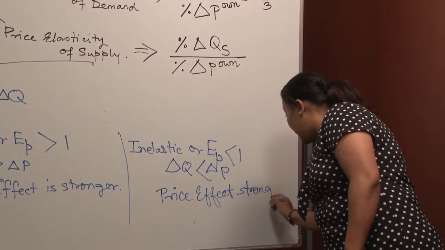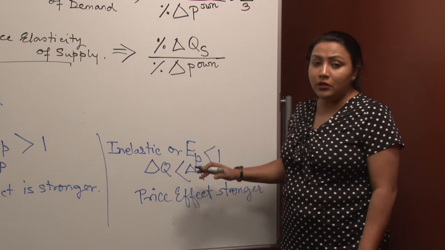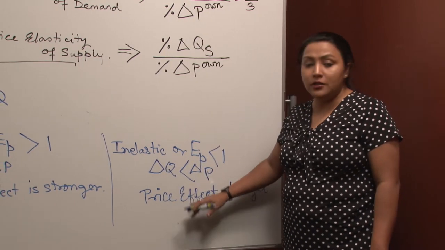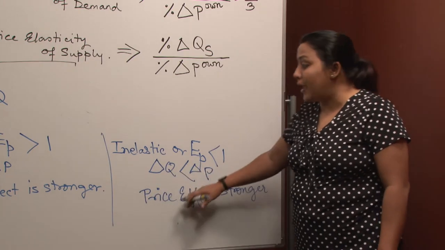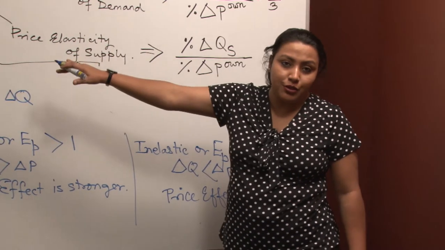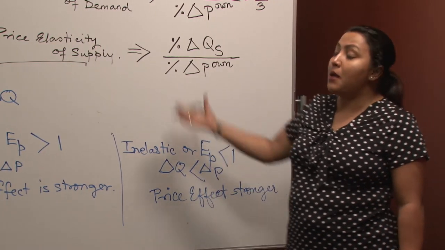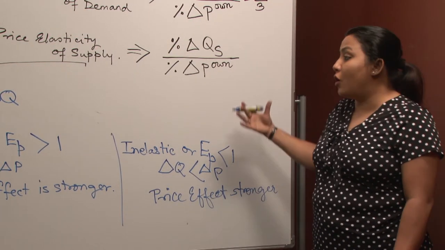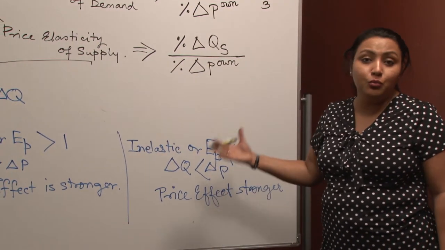So if you knew that the commodity is price inelastic, then you would immediately know that for such commodities, the price effect is stronger. So it is the price effect that actually drives the revenue. Or in other words, whatever happens to price, the same happens to revenue. If price has gone up, then revenue would go up. If price has gone down, then revenue would go down.